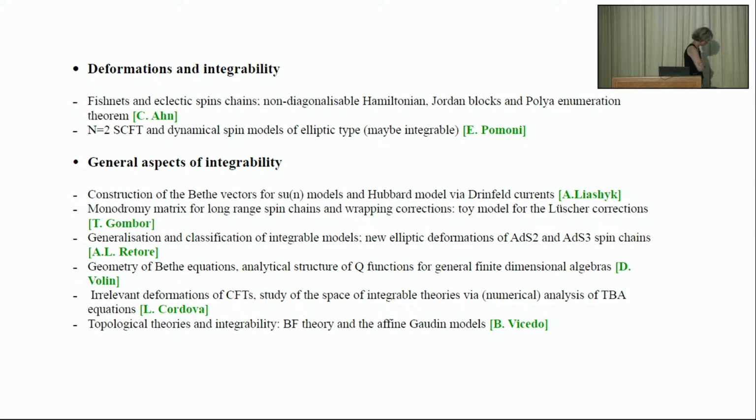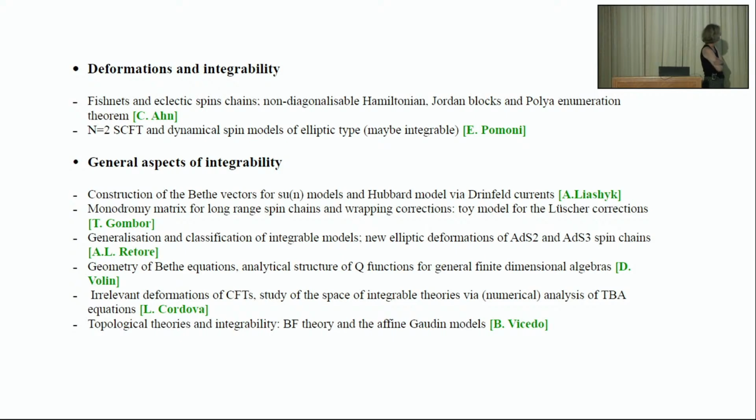And then also we had this series of talks about the general aspects of integrability, like the construction of Bethe vectors for SU(N) models and Hubbard model via the Drinfeld currents by Andrei Ilyashenko. We had the results about the construction of the monodromy matrix for long-range spin chains, and a toy model for the rapidity Lüscher corrections in field theory. So a version of these Lüscher corrections in the spin chains.